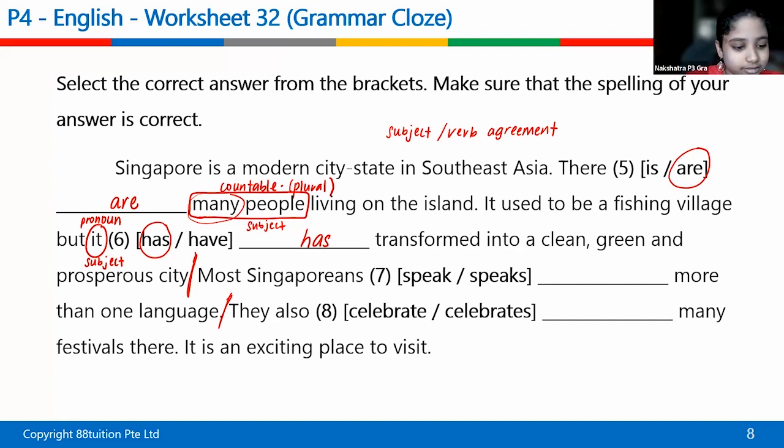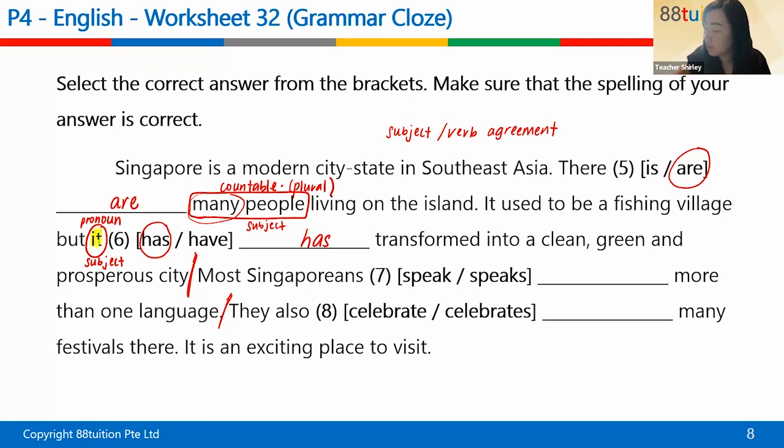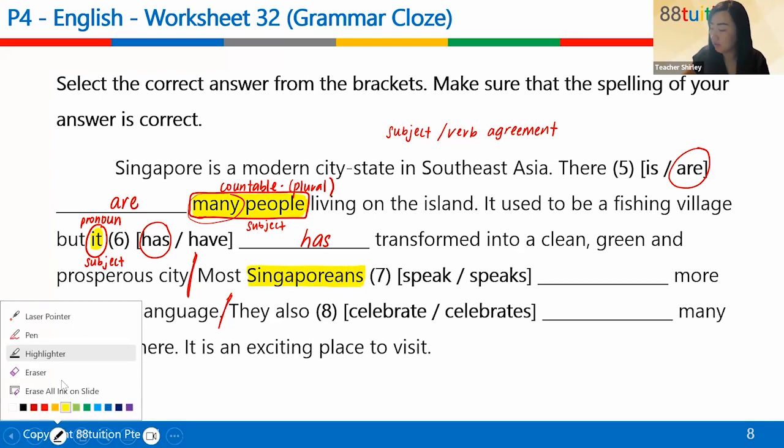Jera. Okay, "Most Singaporeans speaks more than one language." Now let's identify again the subject. So just now the subject was "many people." It can be a phrase, it can be a single word as well. So of course, this one would be Singaporeans. Singaporeans is the subject.